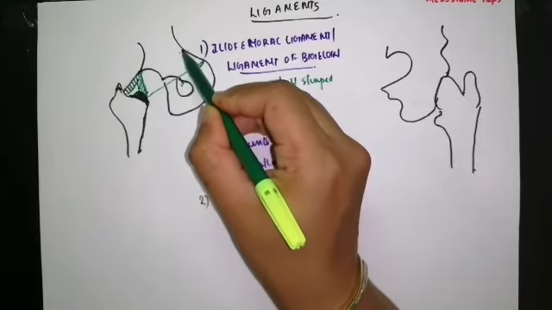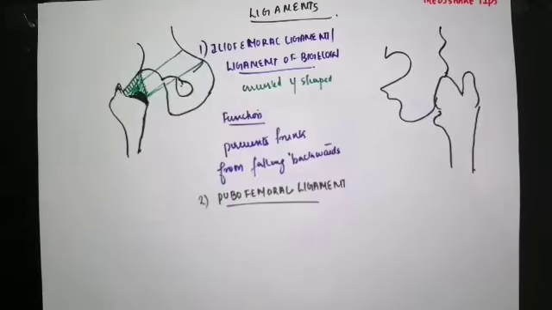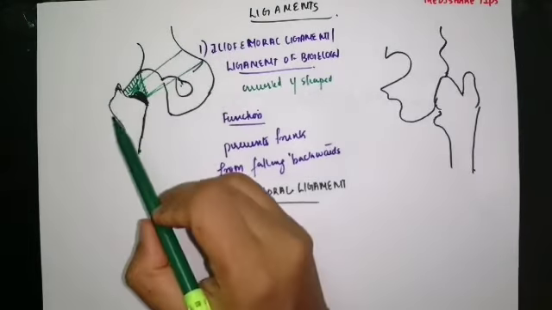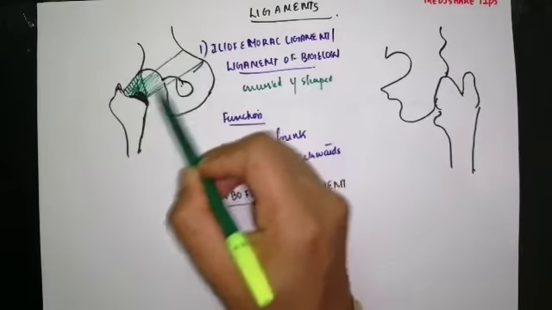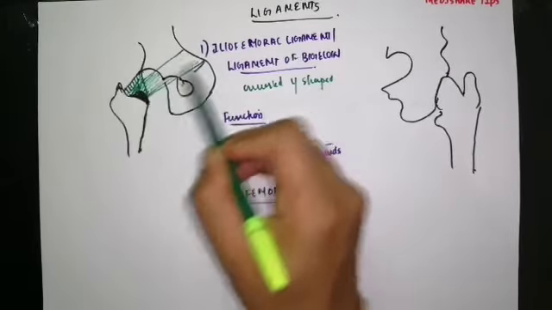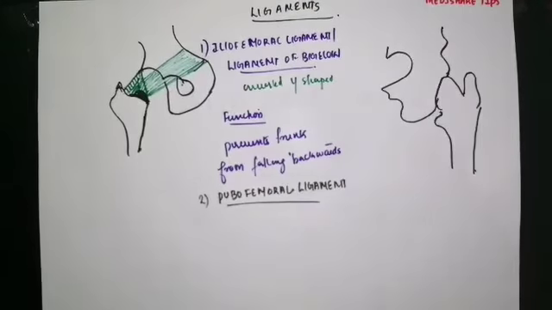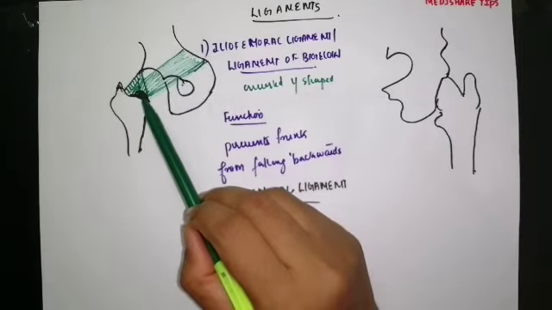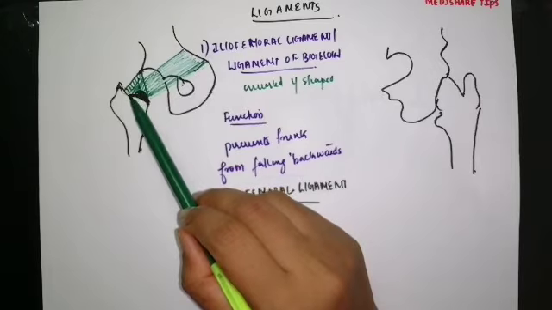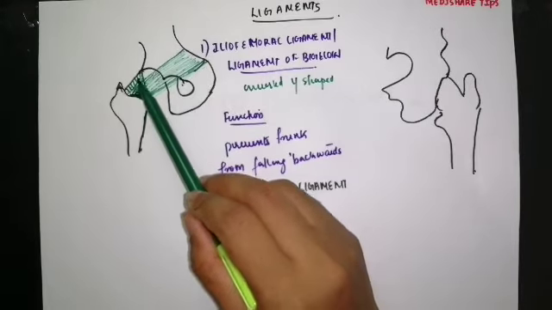And it is merging with the capsule. Inferiorly it merges with the capsule and also with the lower band of the iliofemoral ligament. You can see that it is merging with the lower band of the iliofemoral ligament also. So what is the attachment of this ligament? It is attached to the iliopubic eminence and the obturator crest and the obturator membrane, and on the lower part it merges with the capsule of the hip joint and also with the lower fibers of the iliofemoral ligament.